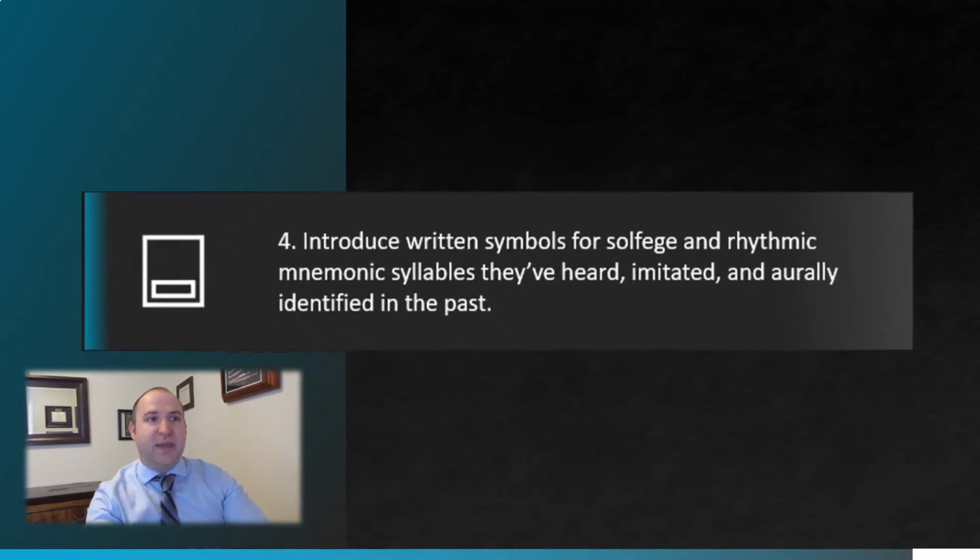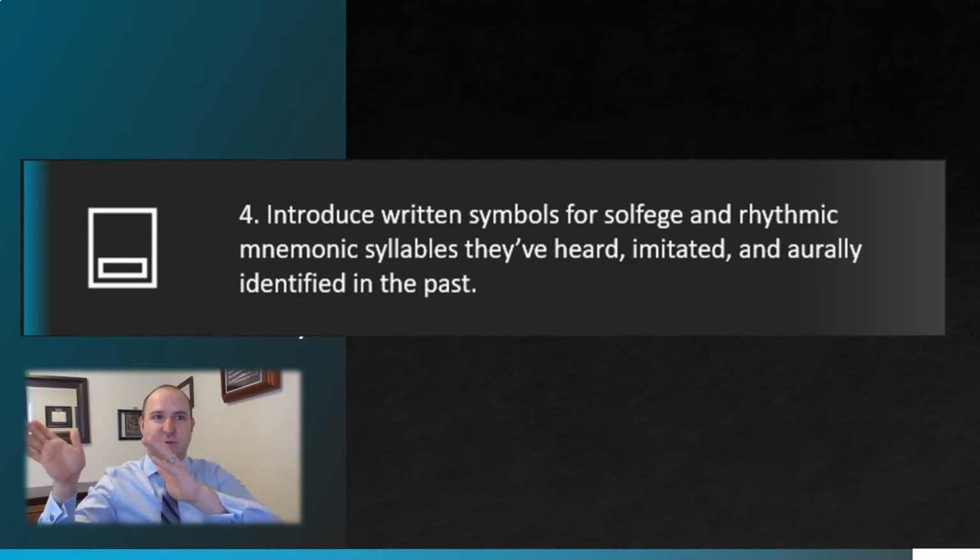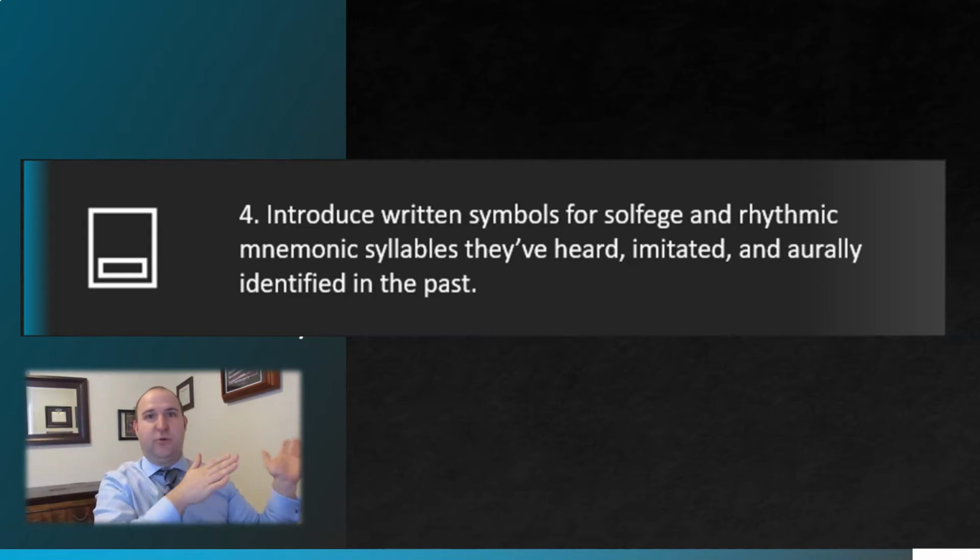Step 4. Introduce written symbols for solfege and rhythmic mnemonic syllables they've heard, imitated, and orally identified in the past. Do not say quarter notes or measures. Just place the notation in real quick, like elementary school heartbeats switching to quarter notes or something like that. Smiley faces, something.